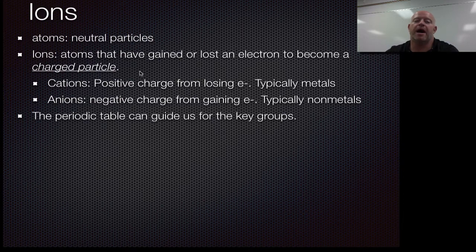If we have a positive charge, we call that a cation. That comes from losing electrons, so that's typically your metals. If you have a negative charge, that's from gaining electrons. We call that anions. Those are typically your nonmetals.